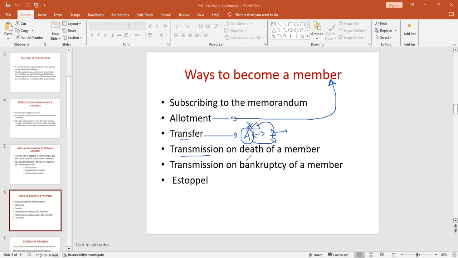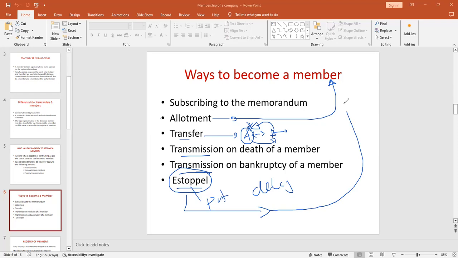If someone dies, the same thing. If somebody is bankrupt and they own shares, their receiver under bankruptcy can end up transferring those shares to someone else. Estoppel is a situation where somebody's name is supposed to be put in the register, but there's been some delay or for some reason their name isn't there. So the court will stop the company and tell it, you have to put this person's name in the register of members. And in so doing, the person becomes a member.